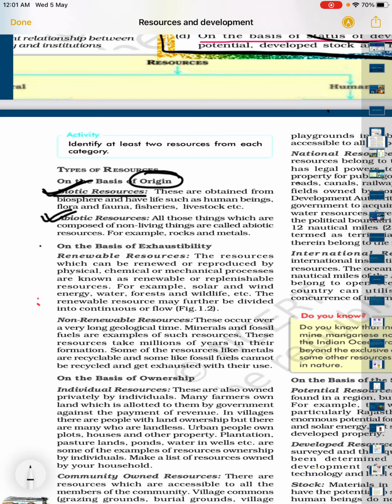On the other hand, what is an abiotic resource? The resource which is in use to me, but it does not have life, it is non-living, that is an abiotic resource. For example, rocks, metals.